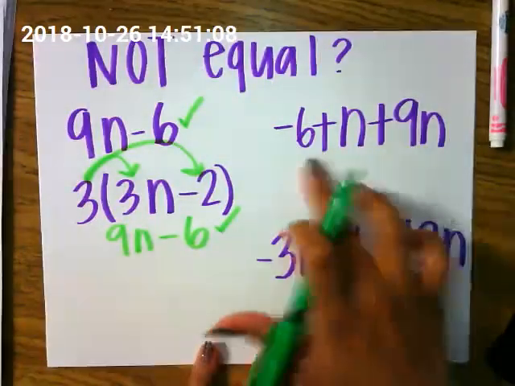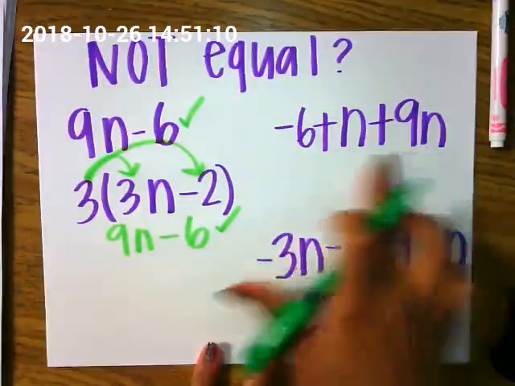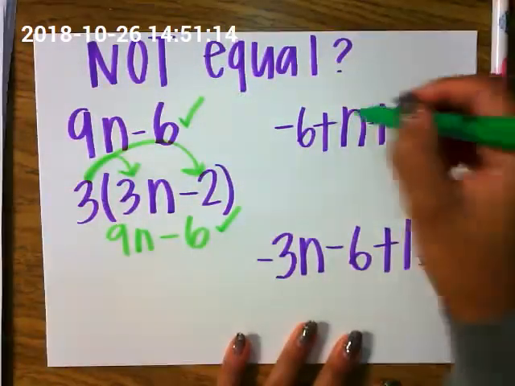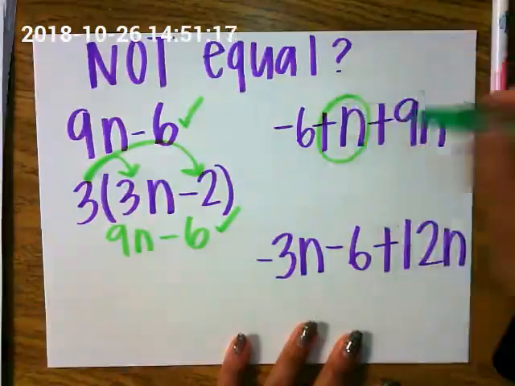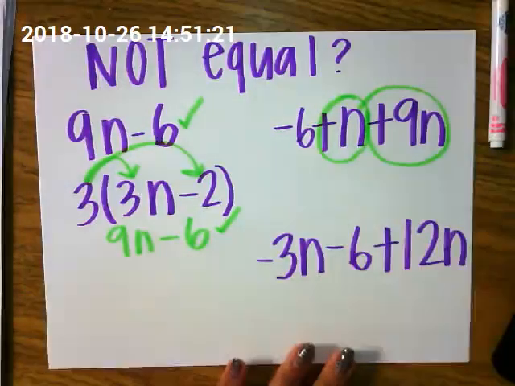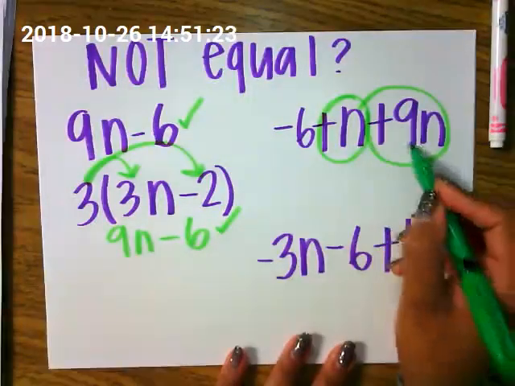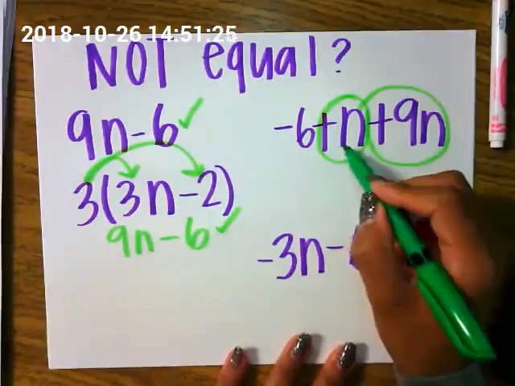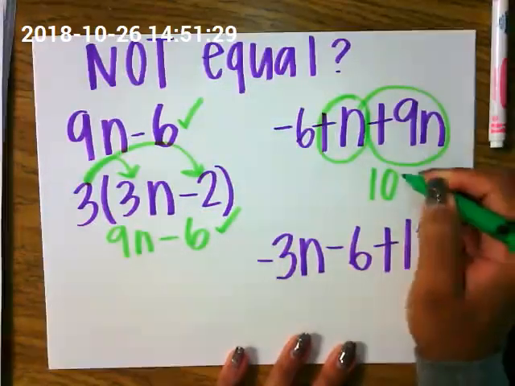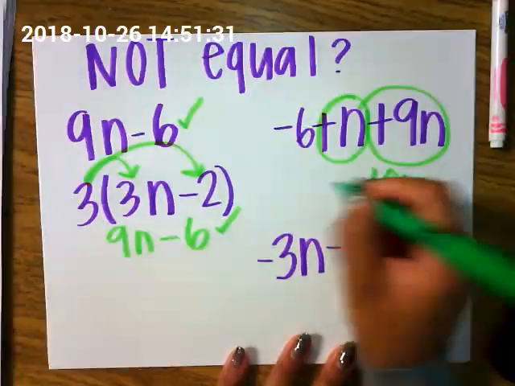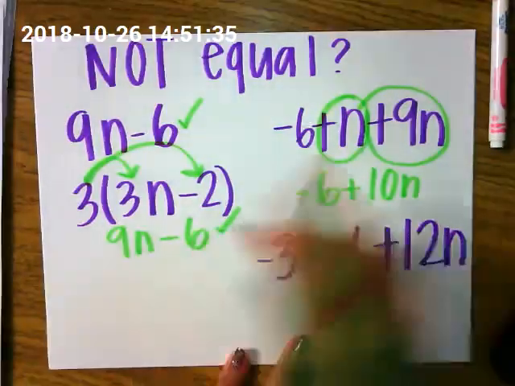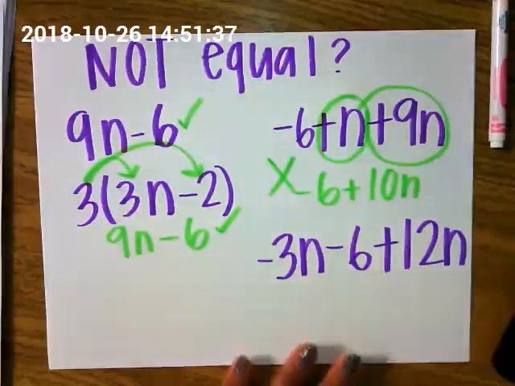So for this one, what are our like terms here? n and 9n. And then negative 6 doesn't go with anything. So 9n and n. Are these like terms? Yes, and they're the same sign. 10n plus negative 6. Is this equal to the others? No. So we can see that this one doesn't go.